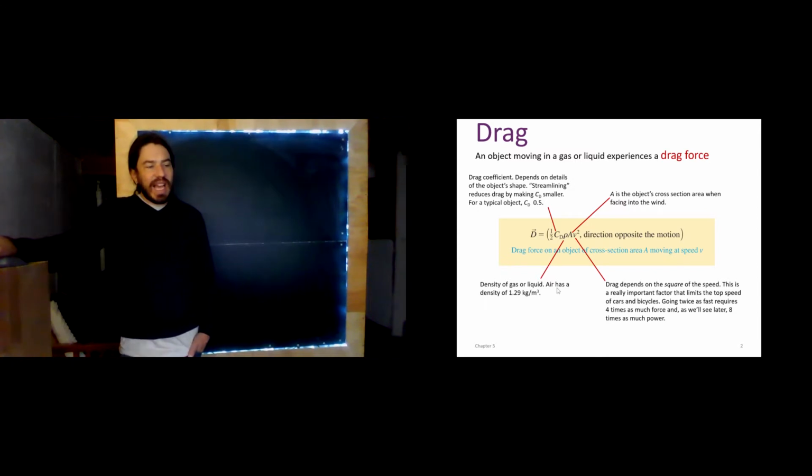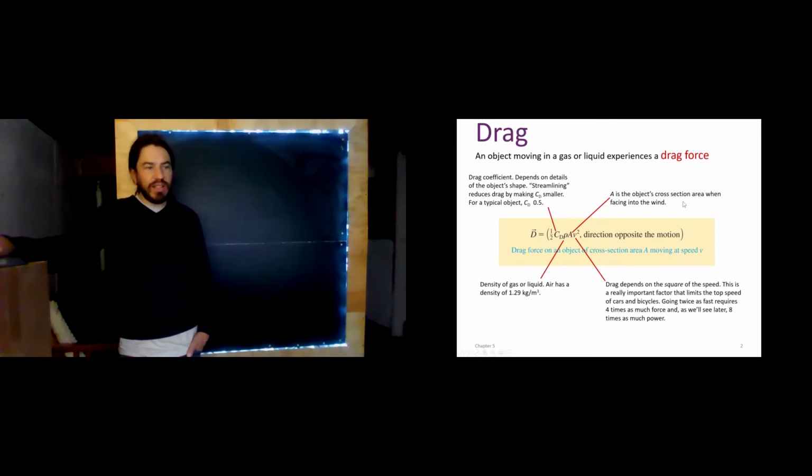Rho is the density of the gas or liquid. Again, unless I tell you specifically otherwise, we're going to use the standard value of the density of air, 1.29 kilograms per meter cubed. Of course, the density of air depends on air pressure, relative humidity, all kinds of things, right? So this is just sort of an average value. Again, if I haven't told you something different, go ahead and use this value for rho.